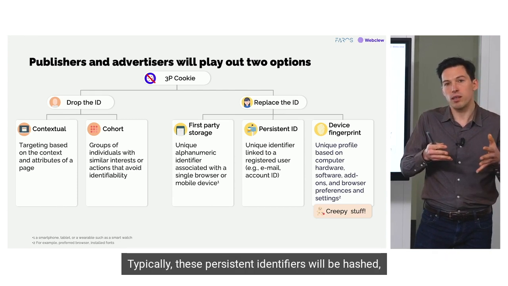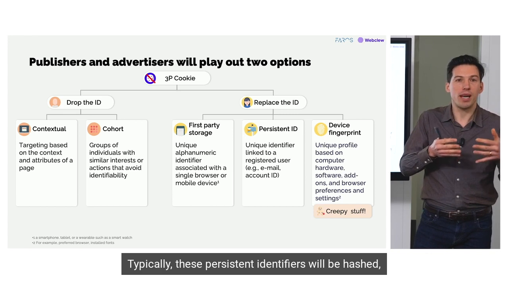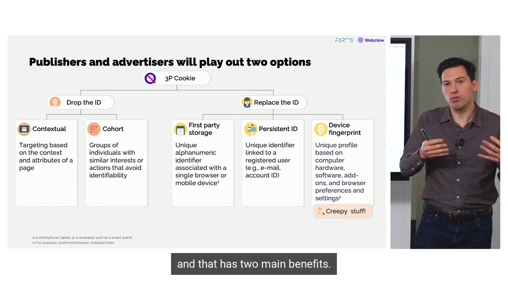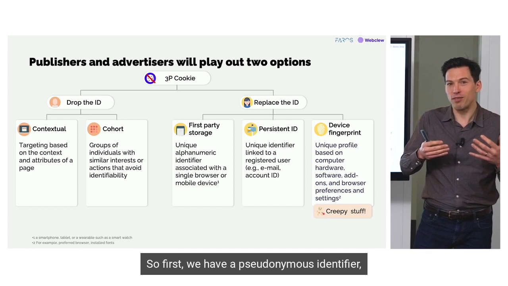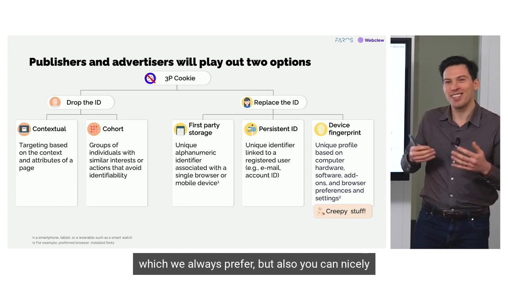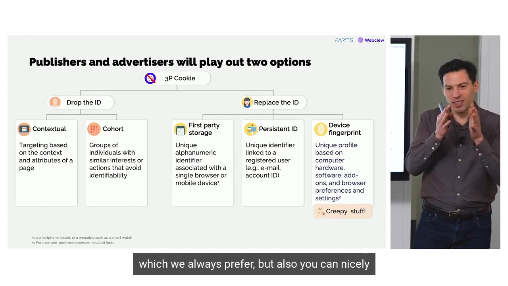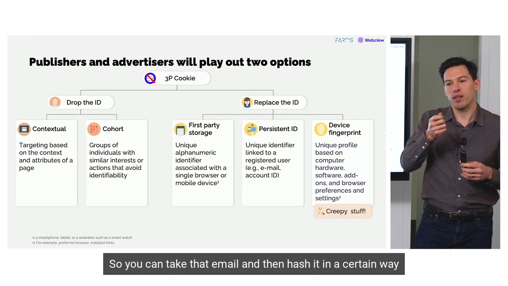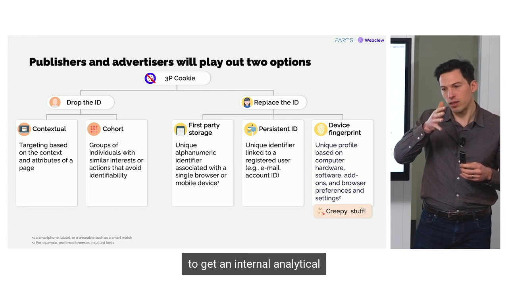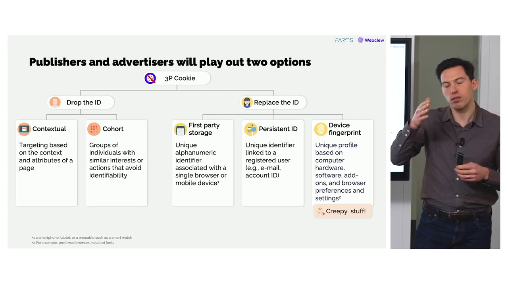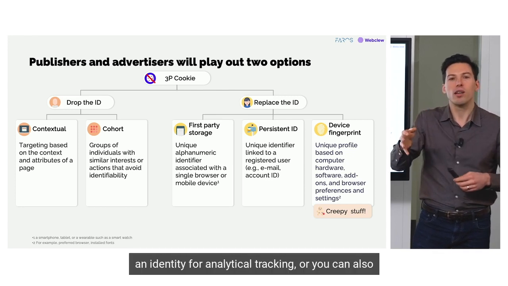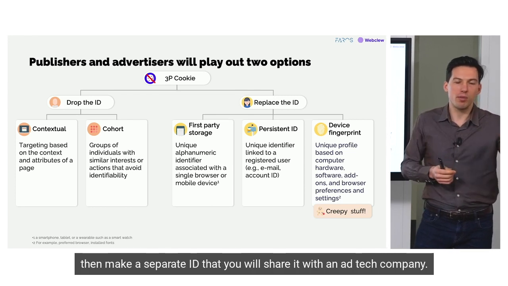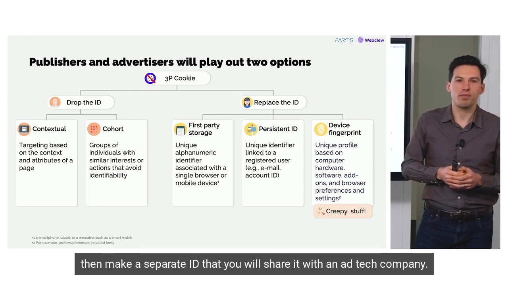Typically, these persistent identifiers will be hashed. And that has two main benefits. So first, we have a pseudonymous identifier, which we always prefer, but also you can nicely segregate the different purposes for which you want to use an identifier. So you can take that email and then hash it in a certain way to get an identity for analytical tracking, or you can also then make a separate ID that you will share with an ad tech company.